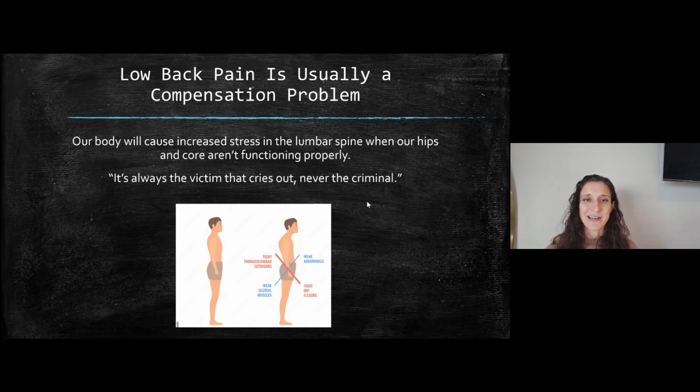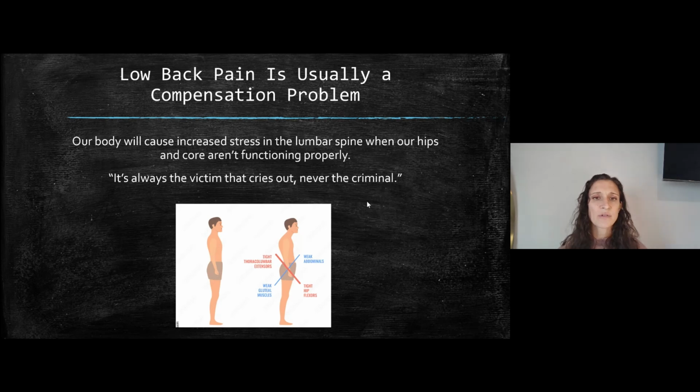There's a physical therapist that I stole this quote from, and I use it on patients all the time: it's always the victim that cries out, never the criminal. Now, in most cases, lumbar pain is secondary to some other system breaking down. That can be poor hip mobility, weak glutes, tight hip flexors, or a weak core from sitting all day. These are things I'm going to talk a little bit more about. But just remember, pain in your lumbar spine is a symptom. Whenever that victim is crying out, something is acting upon it.